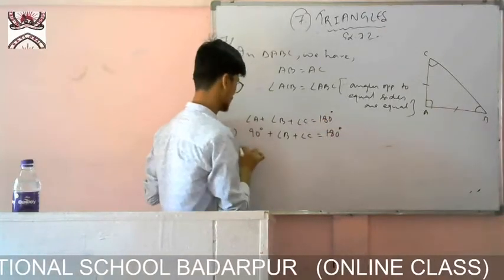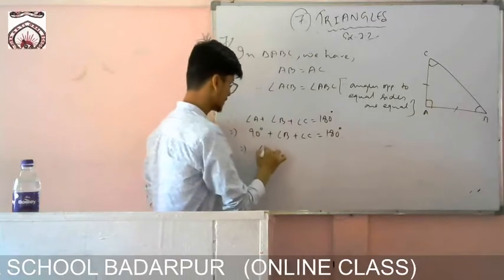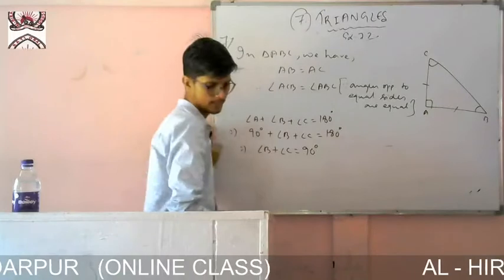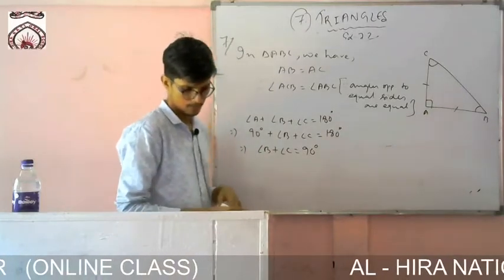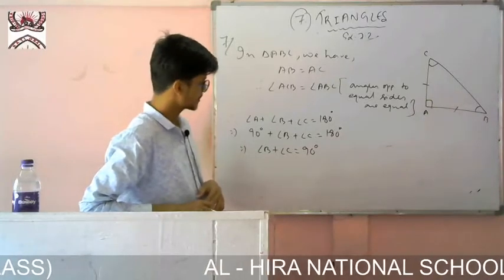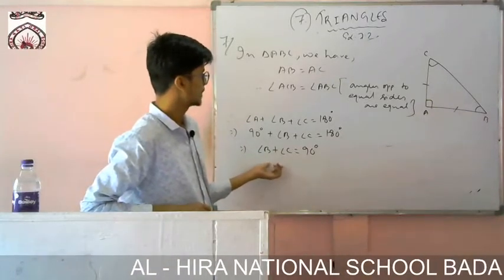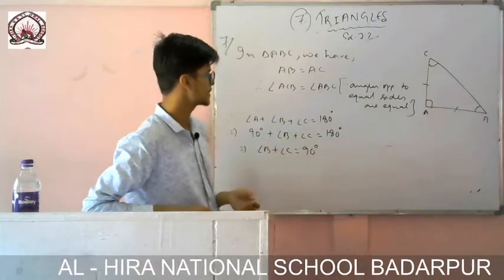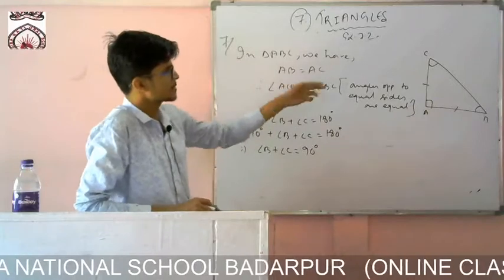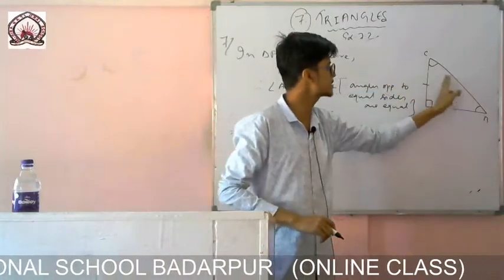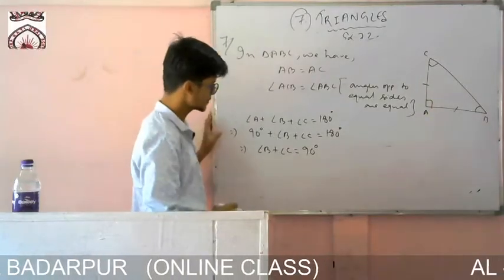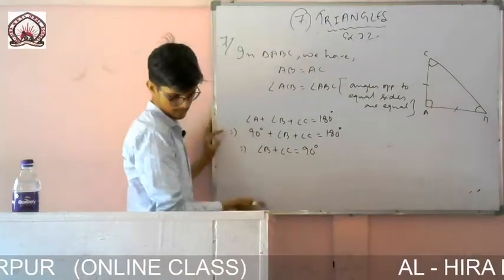Okay, so if it is 90 degrees, then angle B plus angle C will be equal to 180 minus 90, that means 90 degrees. Angle B plus C will be equal to 90 degrees. So if angle B plus C is equal to 90 degrees, that is angle ACB plus angle ABC, and we know that these two angles are equal. Angle ACB means which one? Angle C. Angle ABC means which one? Angle B. So if these two angles are equal, that means I can replace them with any one.